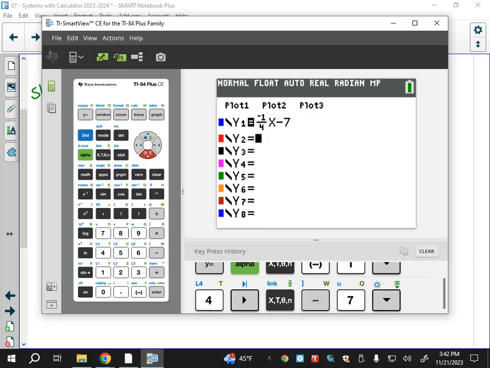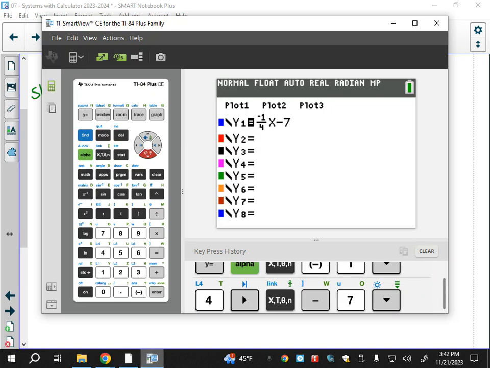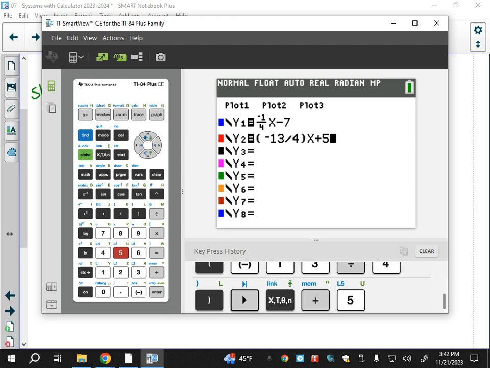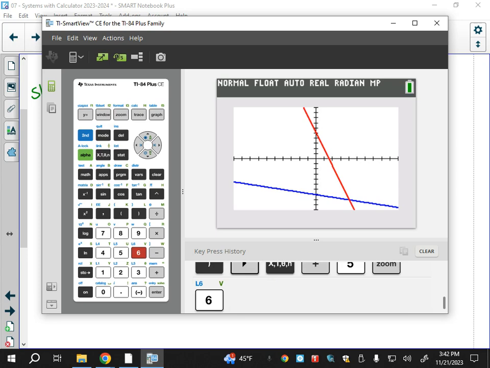Okay. Now we're going to put in our second equation. Y equals negative 13/4 x plus 5. Another way you can do the fraction is parenthesis, negative 13 divided by 4, close the parenthesis, put our variable, plus 5. We're always going to graph using our standard window, so we're going to push zoom 6 for our standard window, which gives us our 2 lines graph.